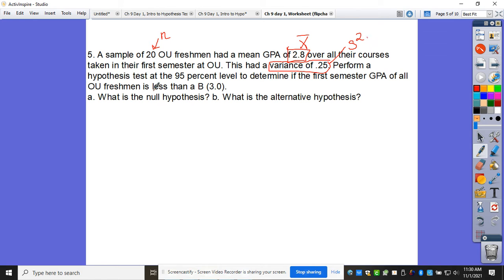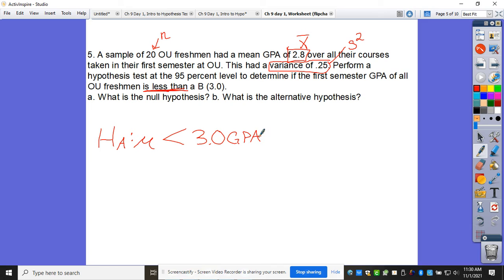Perform a hypothesis test at the 95% level to determine if the first semester GPA of all OU freshmen is less than 3.0. So this is one where there's no initial claim at all. It's just what I'm testing. So this one, it kind of makes more sense to say, well, what is it that I'm testing? Which is what? What is the direction that I'm testing?